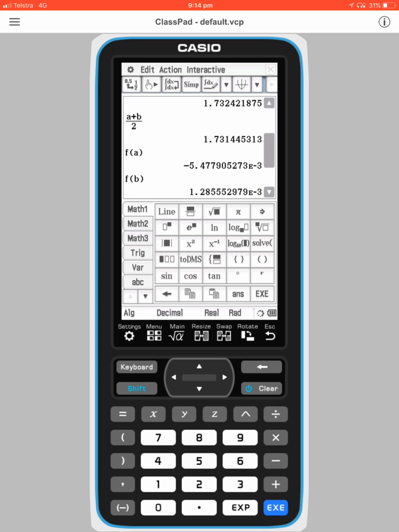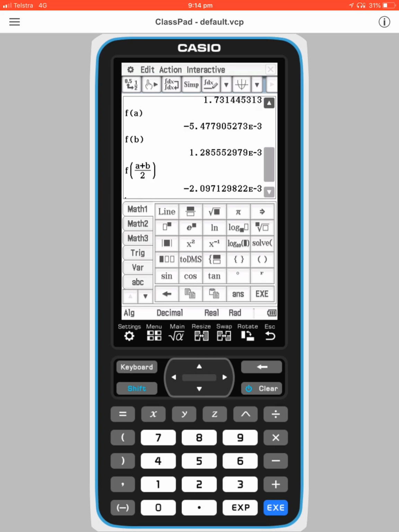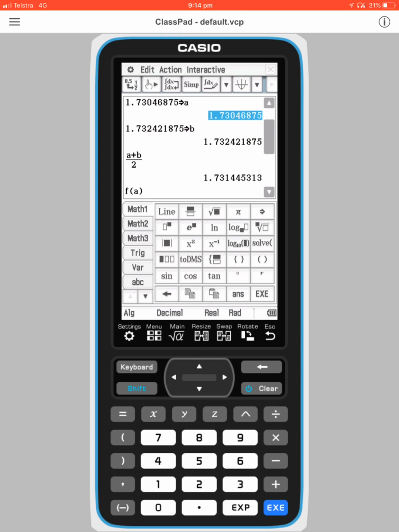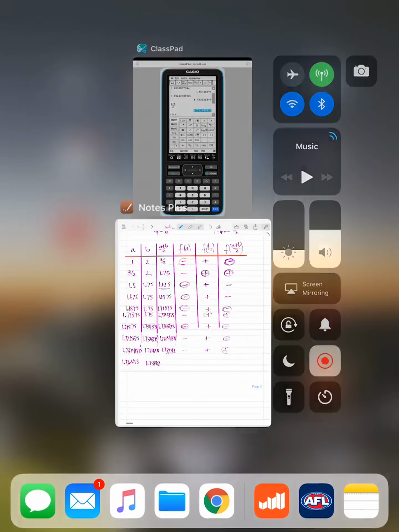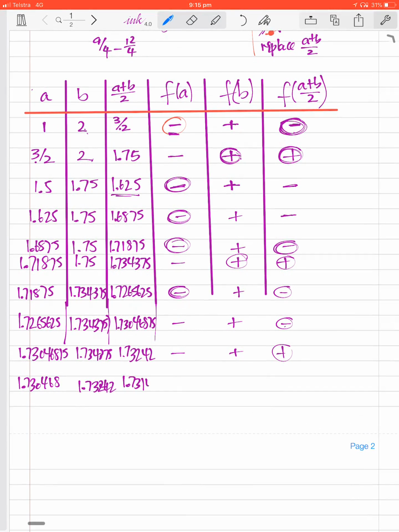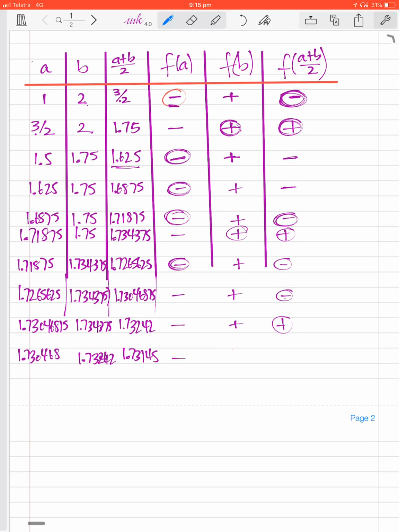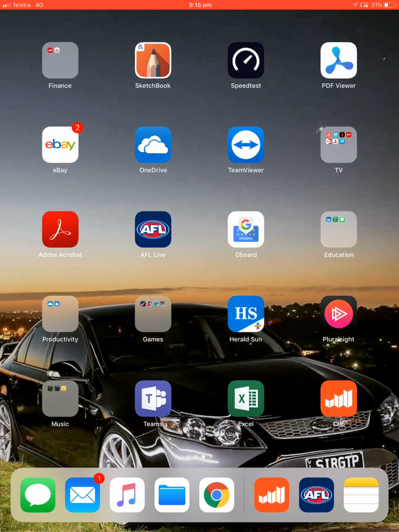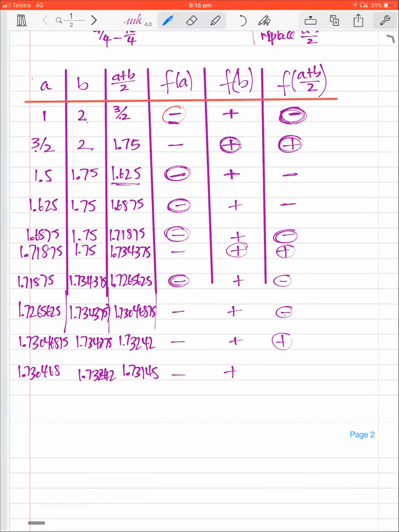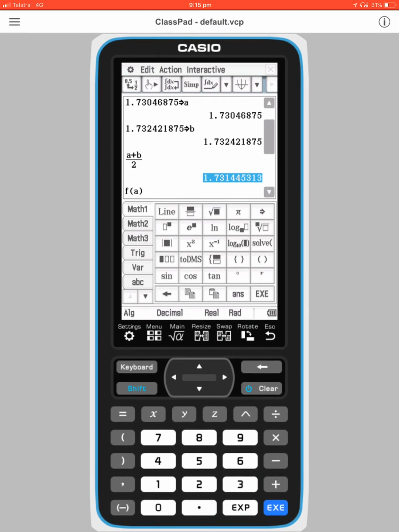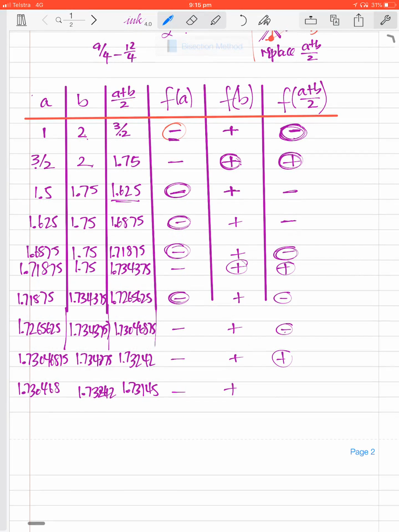Now I don't know if you can see, but look at these three numbers now, 1.73, 1.732, 1.731. Slowly, it's moving to what the exact value is. So 1.73145, that's negative, that's positive. In this case here, we know that that is negative. So we would replace A.